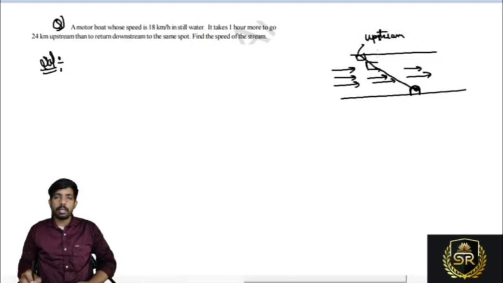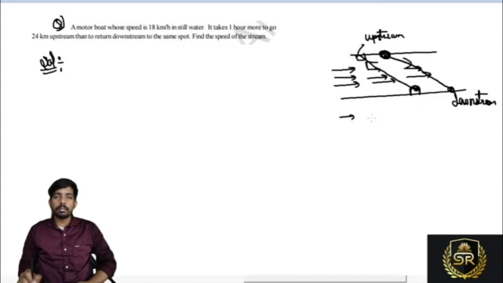And while returning, let us assume this is a boat and it is traveling in the same direction. The speed of the boat and water speed are in the same direction, hence it will travel with more speed, right? This is downstream. Downstream.